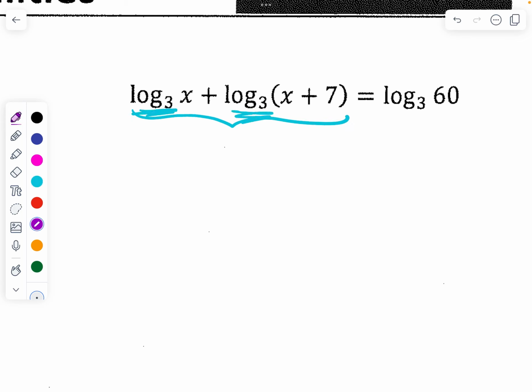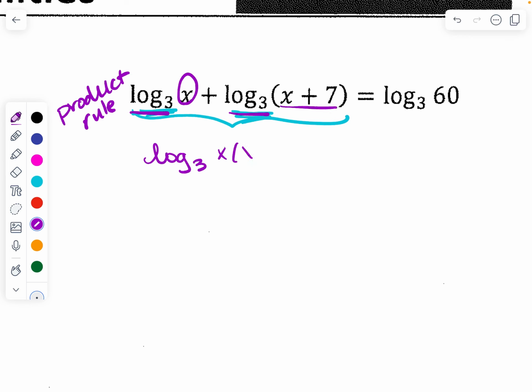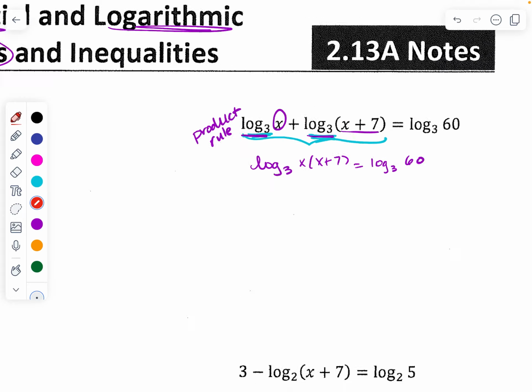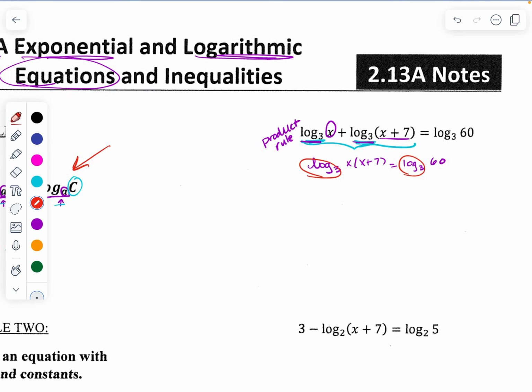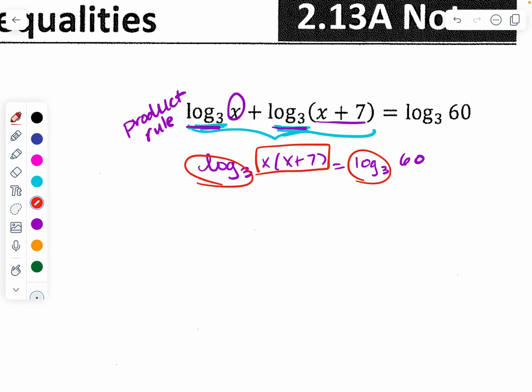We learned in our previous section, this is the product rule. So we can write this all as one log, because they're both a base of 3 on that log. And by using the product rule, I can say this is really equivalent to x times x plus 7 on the left side. What happens here is now I only have one log. And now I have this rule that we just talked about, that if you have two logs with the same base, which we have here, then we can set these equal to each other.